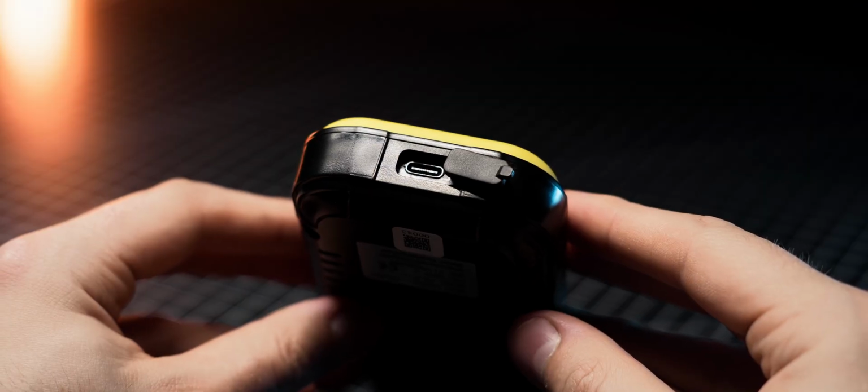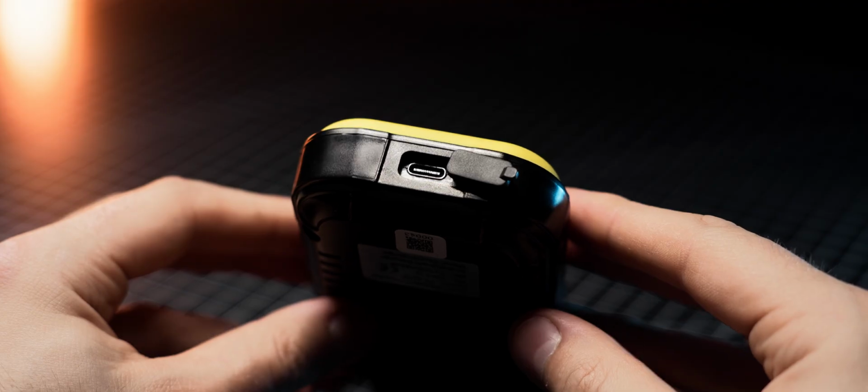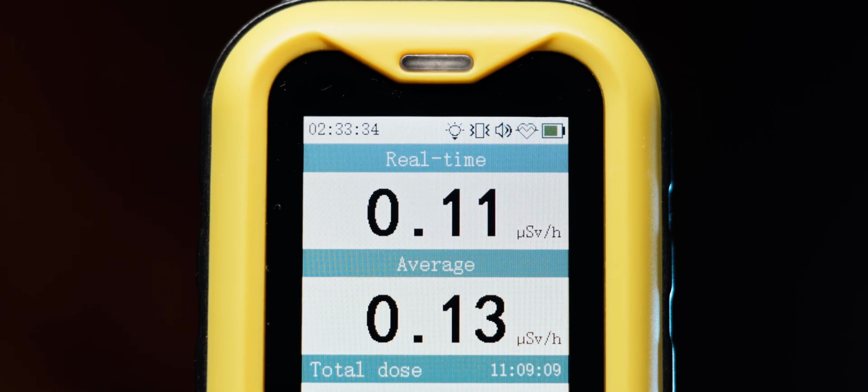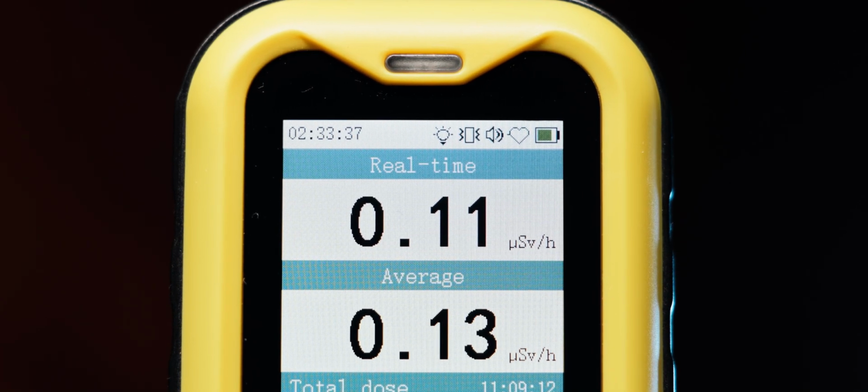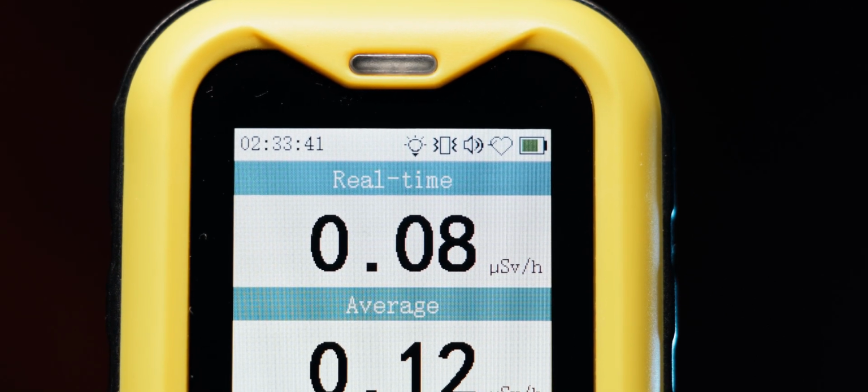The device runs on an internal rechargeable battery, which should last for about 5 days, according to the manufacturer. While the battery life is pretty good, I would prefer if the unit used standard AA batteries, which can be easily and quickly swapped out in the field.